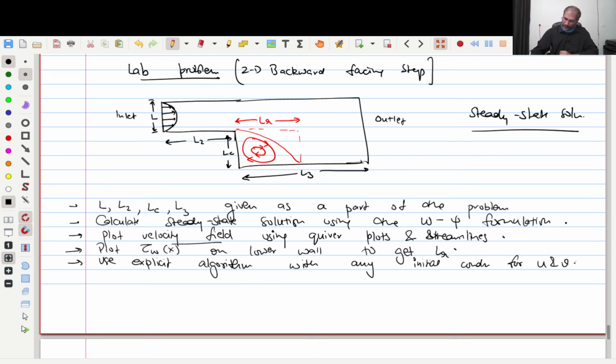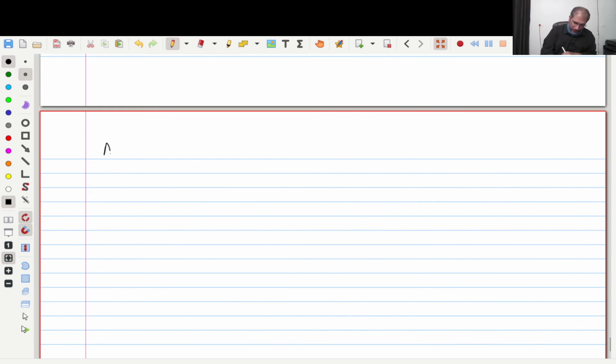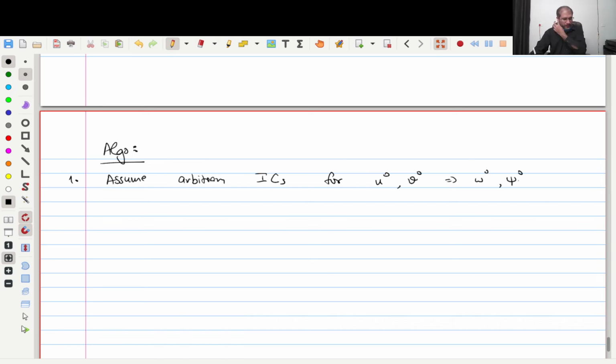Okay, so let's write the algorithm formally. Assume arbitrary initial conditions for u and v. We'll call them u naught, v naught. Naught is basically n equal to 0, the 0th time, and then from here you can calculate omega naught and psi naught. So omega naught and psi naught are dependent on u and v values. We already know how to relate omega and psi to u and v. So this is the first step.